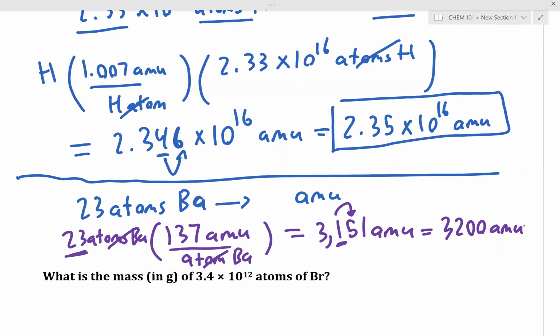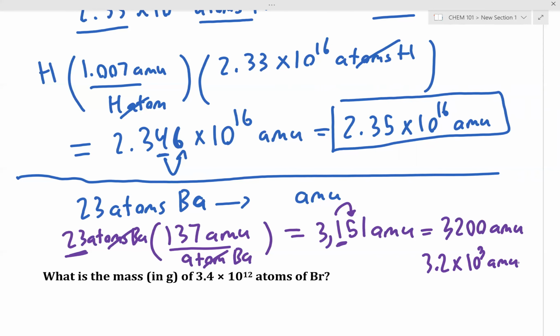Is it okay if we write it in scientific notation? Yes, that's perfectly fine. You can also write this as 3.2 times 10 to the third AMU. That is also perfectly okay, and scientific notation is explicit in sig figs. Does that make sense so far?